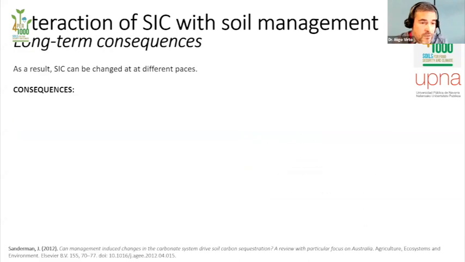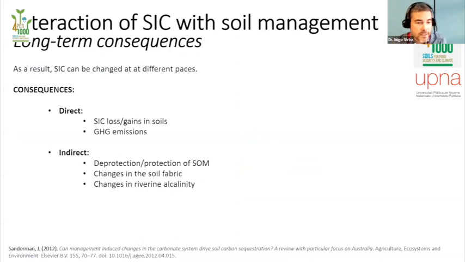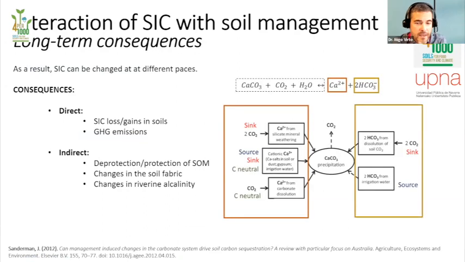And in summary, the consequences of all these changes can be, as I said, direct, in the sense that we can see gains and losses, but we can think also of indirect consequences, such as protection of soil organic matter, or greenhouse gas emissions, which have been presented by Kazem, changes in the soil fabric, changes in riverine alkalinity. In relation to greenhouse gas emissions, I should say that the net effect is not always a source. It can also be a sink. We can see this summarized in this picture by Sanderman.